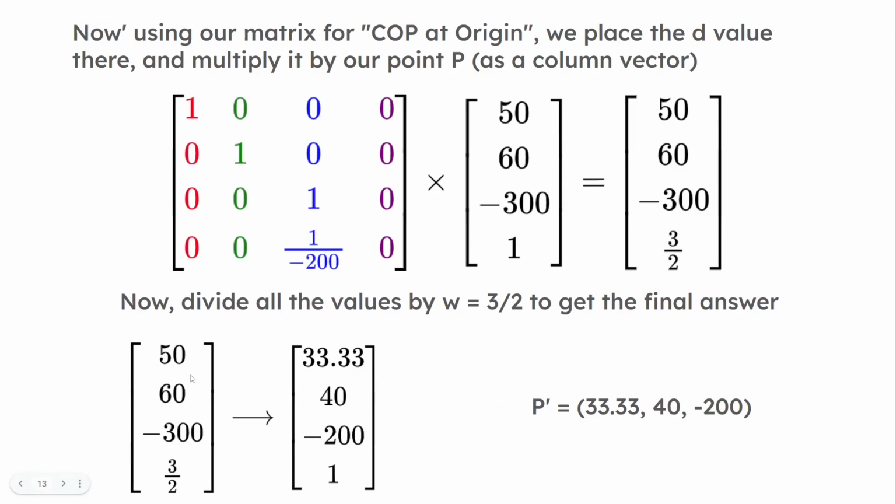We have divided 50 by 3 by 2, and we have got 33.33. We have divided 60 by 3 by 2, we've got 40. Divided minus 300 by 3 by 2, we have got minus 200. And we are also dividing w by itself, so 3 by 2 divided by 3 by 2 gives 1. So this is our final column vector. From this column vector, we can get our projected point. So 33.33, 40, minus 200 is our projected point. So this is our first example.